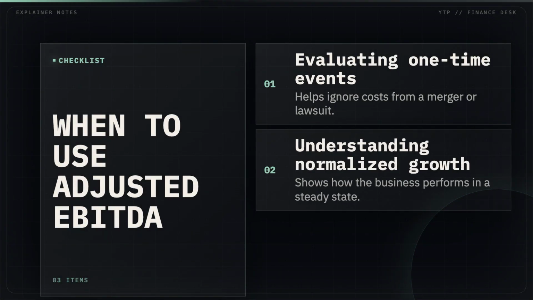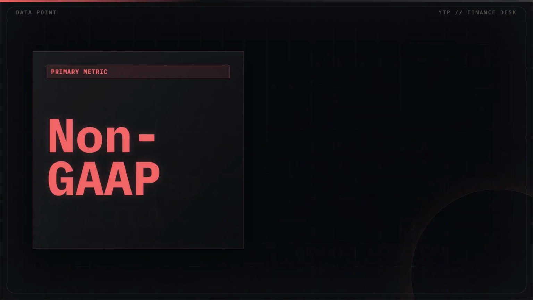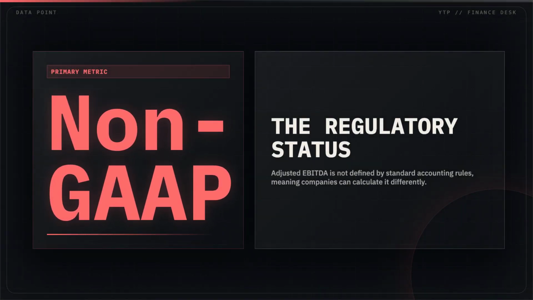Adjusted EBITDA is useful when a company is going through major changes like a merger, where past costs don't represent the future. Always remember that adjusted EBITDA is non-GAAP. This means companies have flexibility in what they choose to add back.